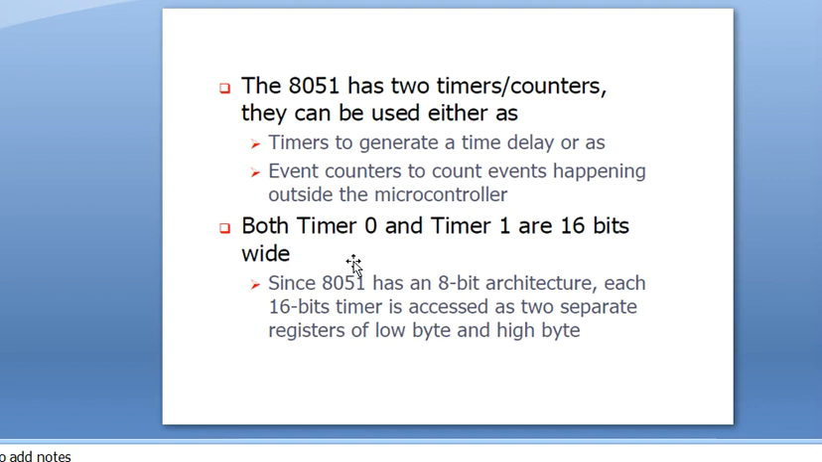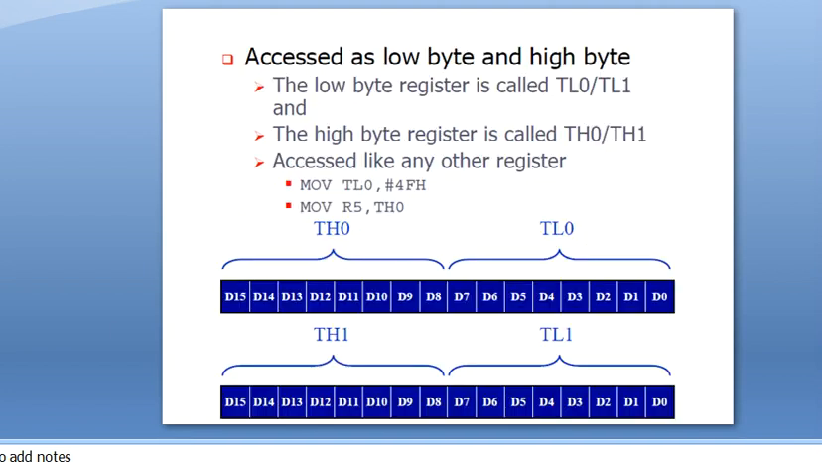These two timers or counters can be accessed using the higher byte and lower byte. Although timer 0 or timer 1 is 16 bits, because of the architecture of the 8051 microcontroller we can't access it directly as 16 bits. We can separately access them as lower byte and higher byte. So we are going to see it next.